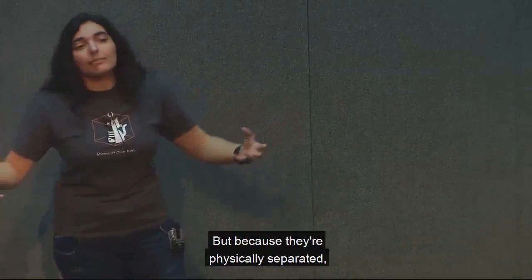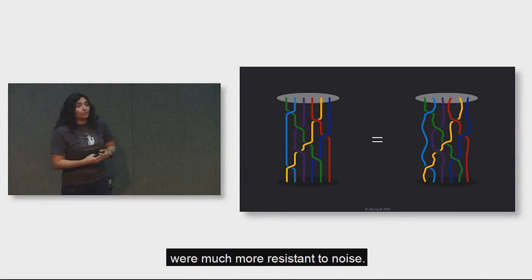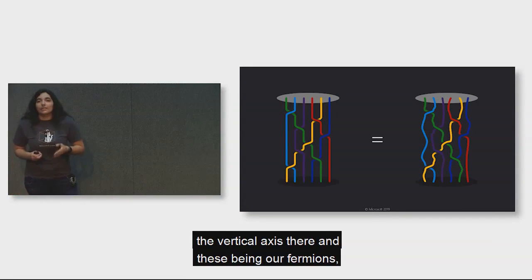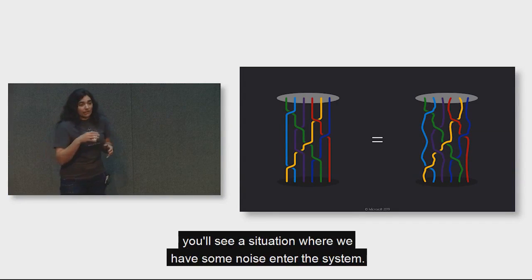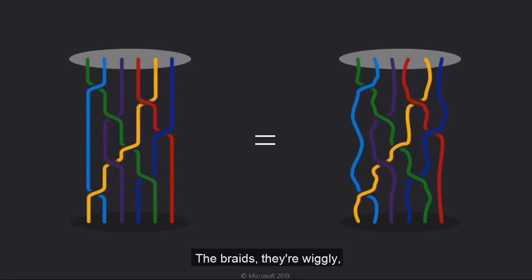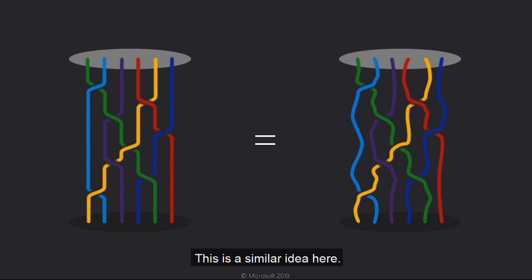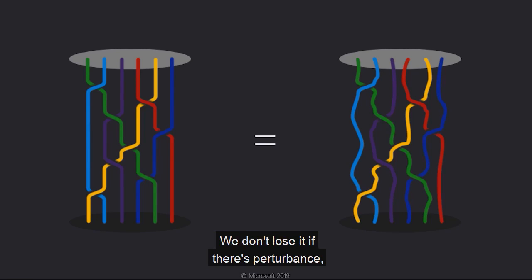But because they're physically separated, because we're using this topological property, these braids, like you can see here, are much more resistant to noise. If you can imagine time being along the vertical axis there, and these being our fermions, we're doing a whole sequence of operations by braiding. Now, on the right-hand side, you see a situation where we've had some noise enter the system. The braids are wiggly. They're not these nice, pretty states anymore. But just like if I got a bunch of strings and tied them together and then shook the knot around, the information encoded in that knot would still remain there. This is a similar idea here. The information encoded in this braid pattern remains the same. We don't lose it if there is perturbance, to a point, of course.